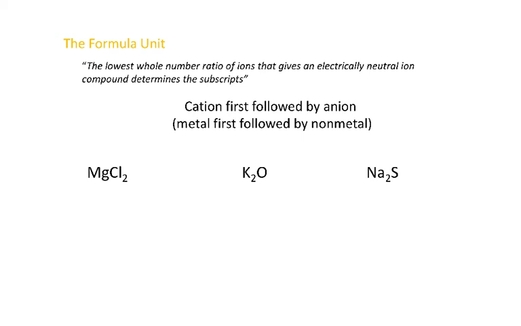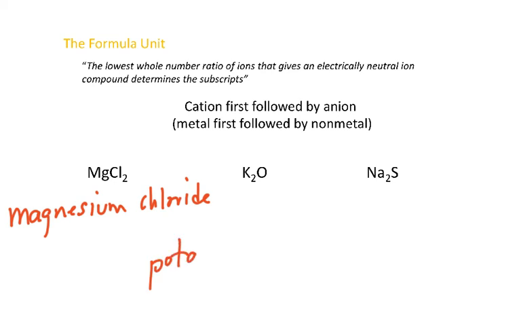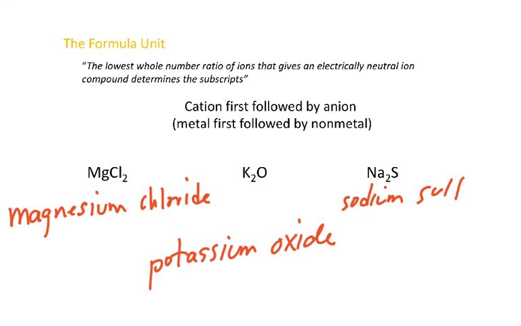So if we go back to this page, we want to name these, right? Well, the first one would be magnesium chloride. We don't need to say anything about the subscripts because there's only one way magnesium and chloride can be put together. The next one, potassium ion and the oxide ion becomes potassium oxide. And the third one would be sodium sulfide.